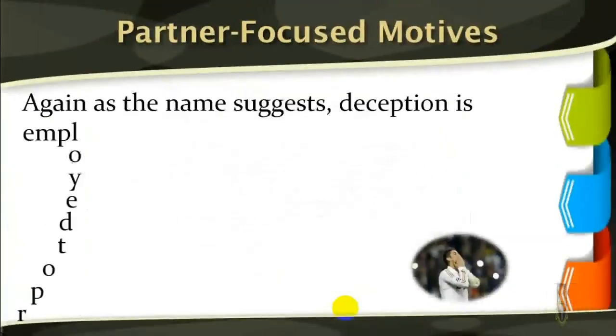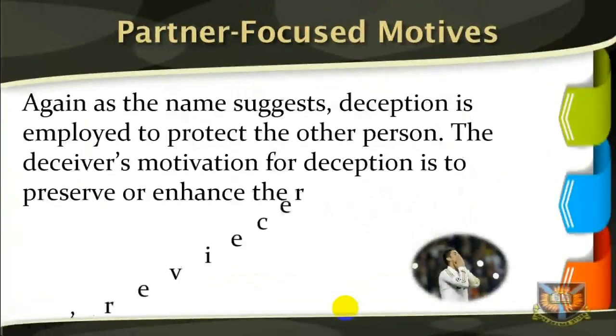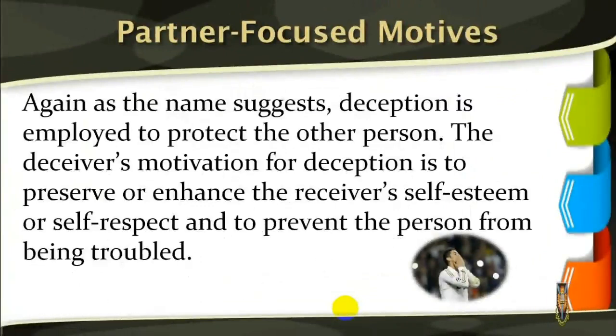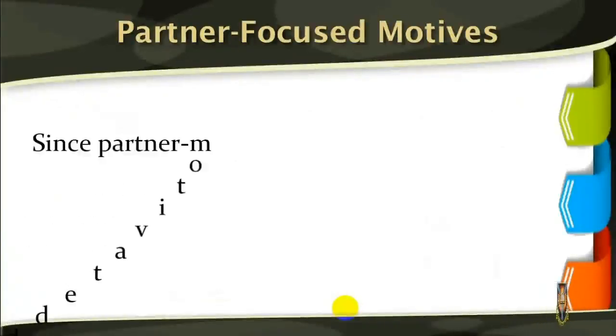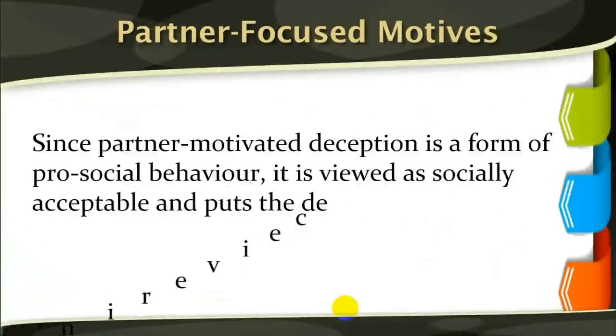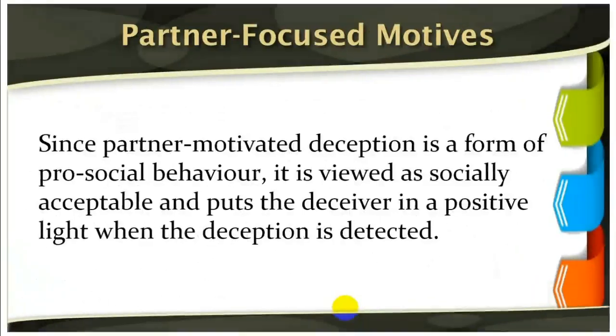2. Partner-focused motives. Again, as the name suggests, deception is employed to protect the other person. The deceiver's motivation for deception is to preserve or enhance the receiver's self-esteem or self-respect and to prevent the person from being troubled. Since partner-motivated deception is a form of prosocial behavior, it is viewed as socially acceptable and puts the deceiver in a positive light when the deception is detected.